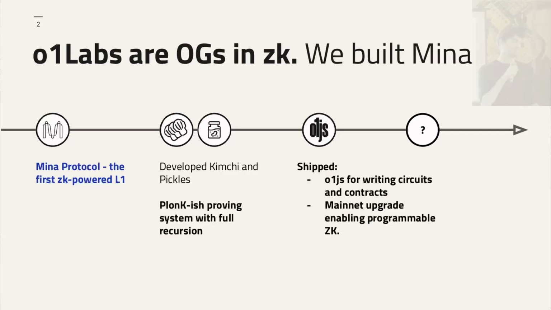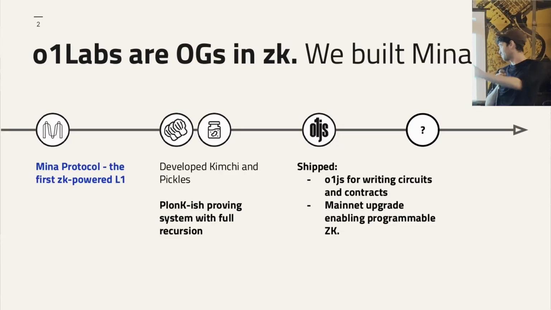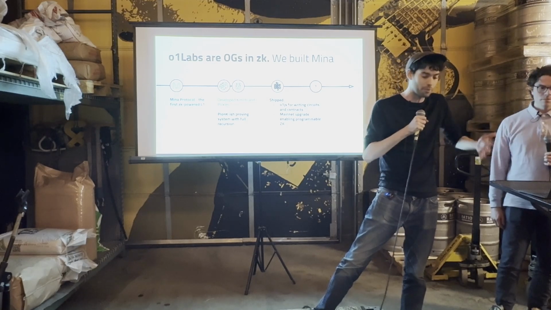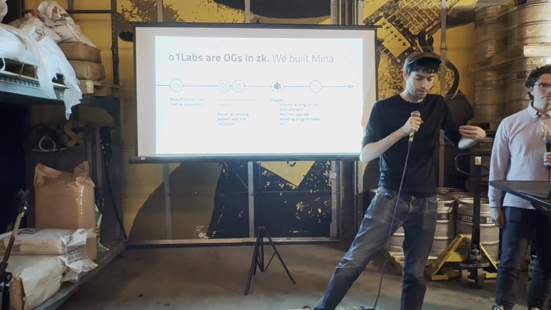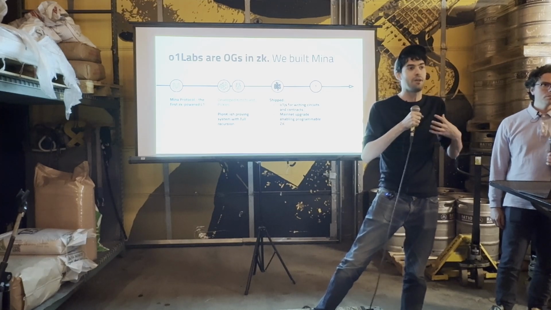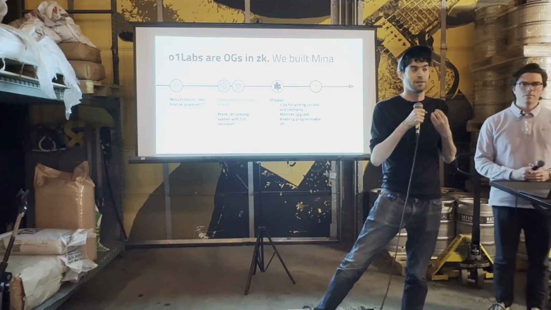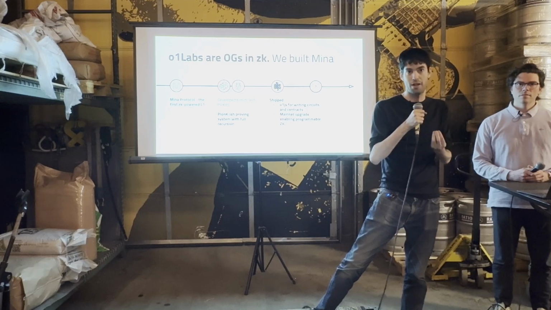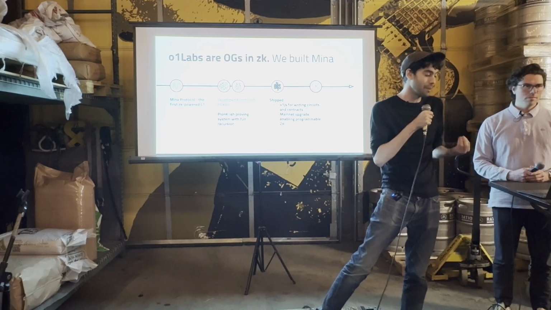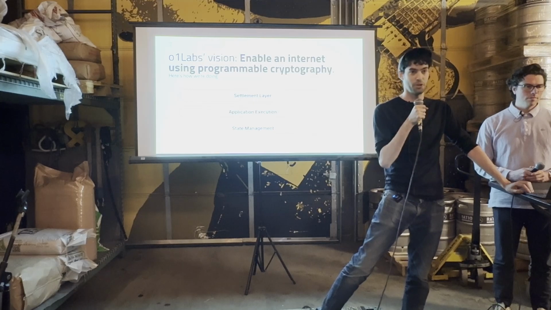So anyway, like I said, we build this stuff. We have a proof system. We have o1.js. We recently did a mainnet upgrade in Mina that enabled smart contracts. I'll fast forward through this, but basically, this upgrade is the first time that we had a general purpose programmability layer that really could utilize ZK and privacy on a mainnet, and so we learned some things.